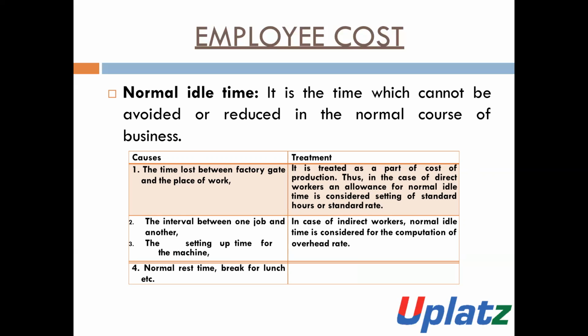Thus, in the case of a direct worker, an allowance for normal idle time is considered in setting standard hours or standard rate. Number two, the interval between one job and another.